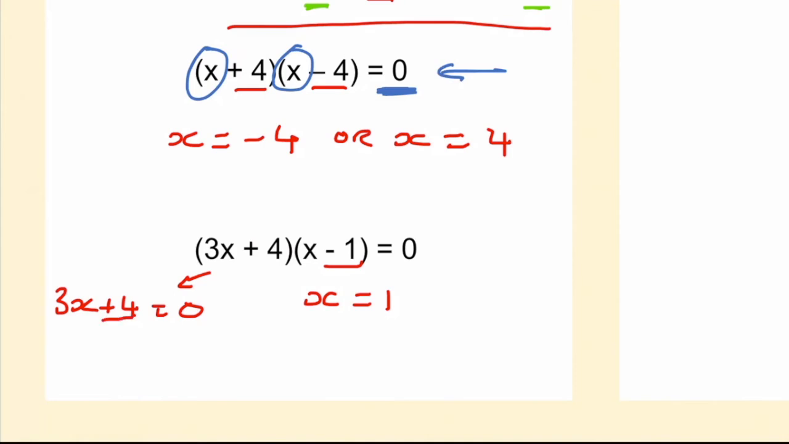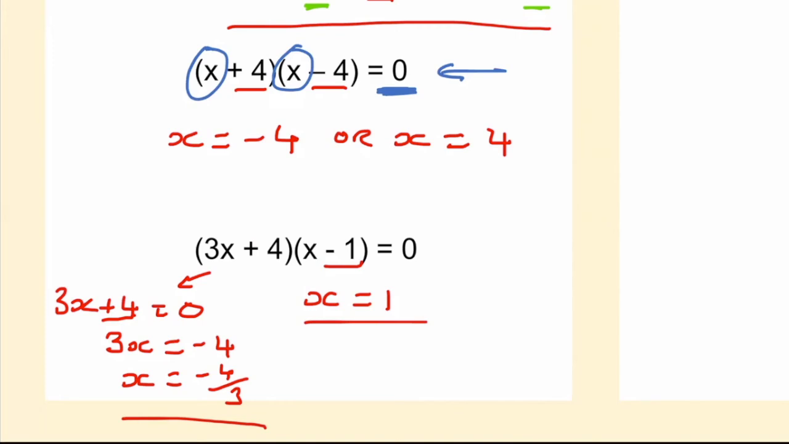Let's take away 4 from both sides. That means 3x equals minus 4. Now to get just 1x, I'd have to divide by 3. So x equals minus 4 over 3. So those are your two answers, x equals 1 and x equals minus 4 over 3.